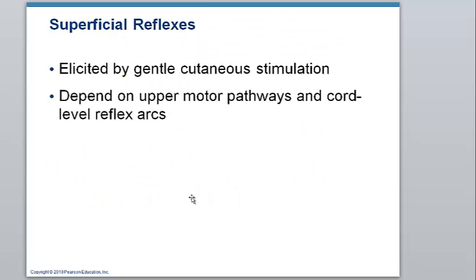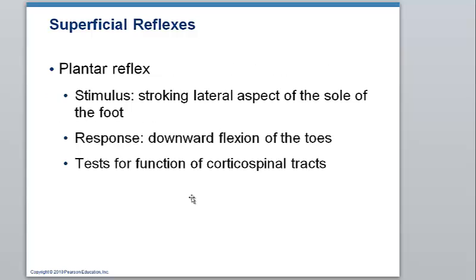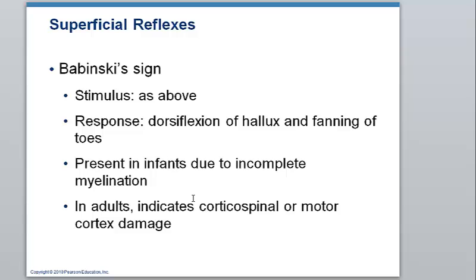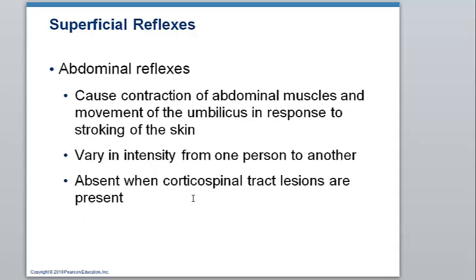The other type of reflexes are superficial reflexes that can be caused cutaneously, like stroking the sole of your feet. Stroking the lateral aspect of it causes downward flexion of your toes, and this basically tests your corticospinal tracts. It's called the plantar reflex. If this downward flexion is not noticed, then you end up with something called the Babinski sign, which is normal in younger people, infants. But in adults, it shows that there's a problem with the corticospinal tract itself.